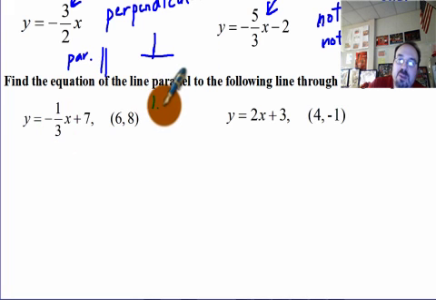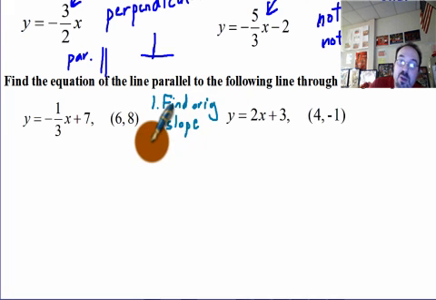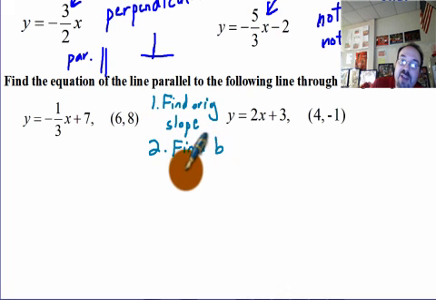So your steps are going to be to find the original slope, and the slope of your new line is going to be the same, so you can skip right to the next step, which is to find your new b value, and b is your y-intercept.